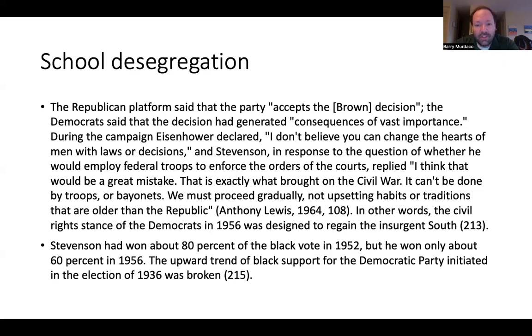Adlai Stevenson, who was the Democratic nominee in 1956, in response to the question of whether he would employ federal troops to enforce the orders of the courts, replied, "I think that would be a great mistake. This is exactly what brought on the Civil War." It's an interesting reading of history. "It can't be done by troops or bayonets. We must proceed gradually, not upsetting habits or traditions that are older than the Republic." Well, what is he talking about here? Like slavery, segregation, white supremacy. I mean, is that the tradition that he's referring to that is older than the Republic?